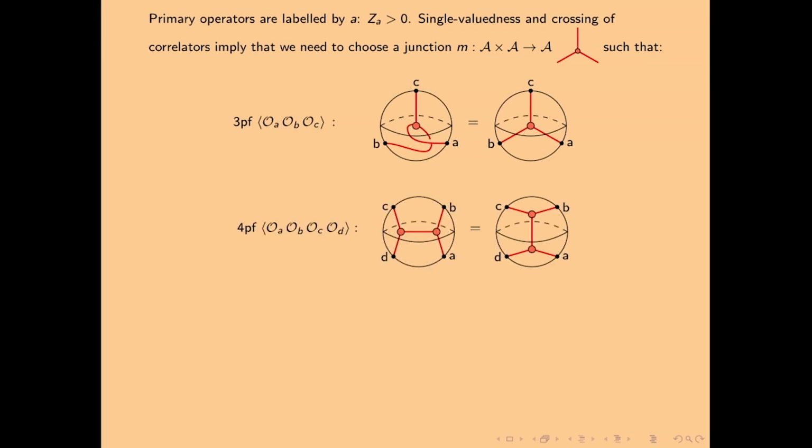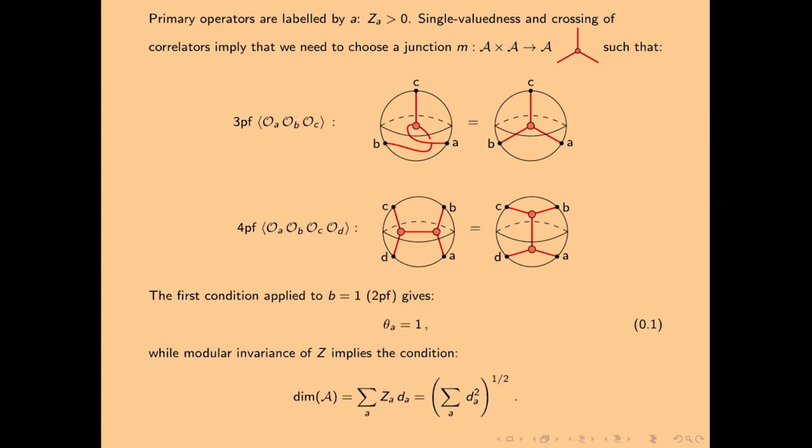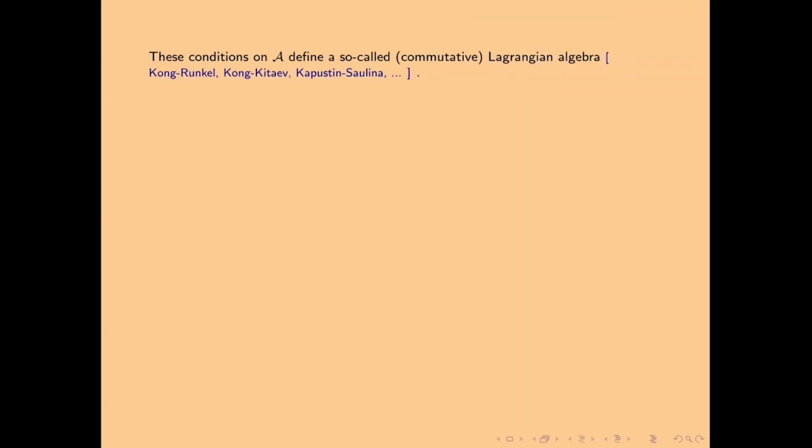So this is just the fact that the 3-point function is single valued, so you can bring this operator around the other. And then you consider crossing symmetries of a 4-point function, and some other equations that you can derive similarly. And this defines some special junction between this curly A that you will also need. And together with modular invariance and these conditions, this will describe something that is called the commutative Lagrangian algebra.